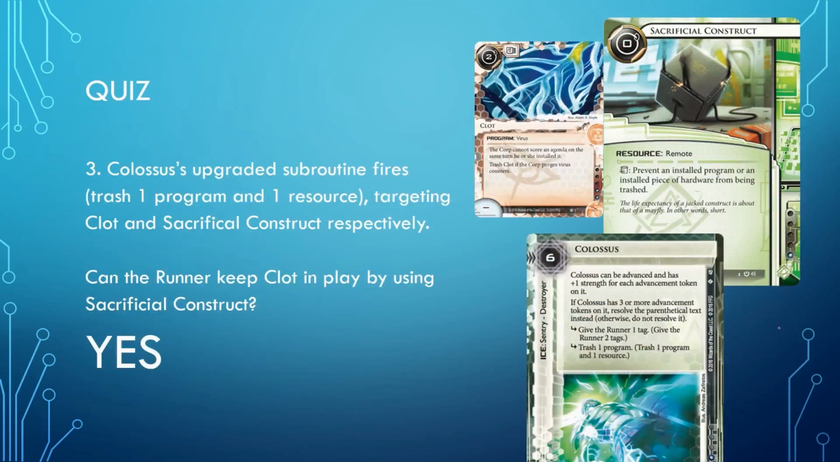Final question. Yes, the runner can preserve the Clot by using Sacrificial Construct to remove the crosshair that's on the Clot. This works exactly in the same way as All-Seeing Eye on Fall Guys. Because trash 1 program and 1 resource was stated in the same sentence, this means that they are simultaneous effects. Therefore, both effects resolve at the same time, but the prevention effect outspeeds, and therefore Sacrificial Construct gets to fire first before Colossus trashes the Clot. So yes, it can be protected.